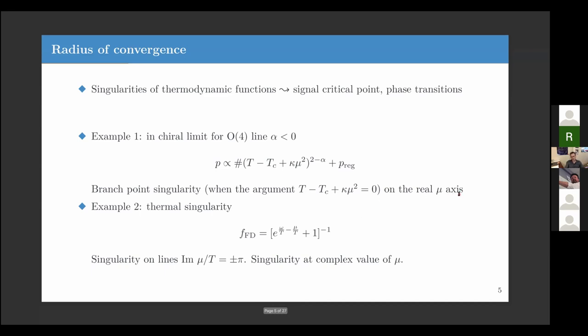There is another singularity which is always present whenever we have fermions in the game. This was mentioned before in Jan Steinheimer's talk. This is the thermal singularity. If we consider the Fermi-Dirac distribution function, it has just trivial singularities or trivial zeros when the imaginary part of the chemical potential divided by temperature is plus minus pi. Okay, and this singularity is at complex values of chemical potential in general.